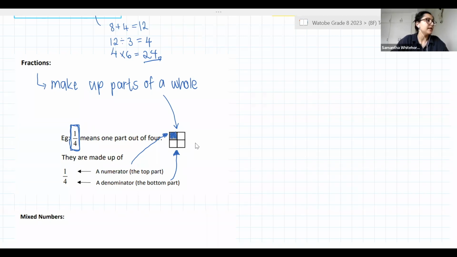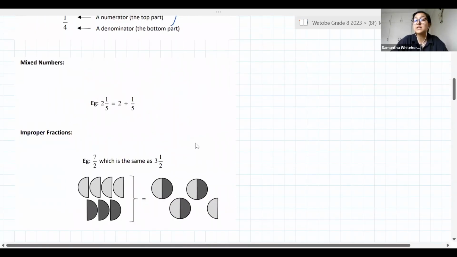Okay, so let us have a look then at these types of fractions that we need to be comfortable with.